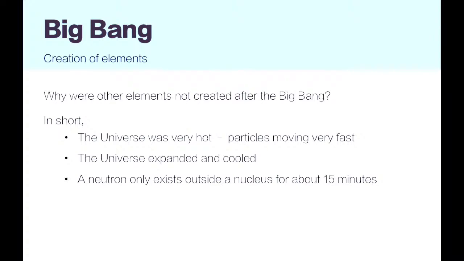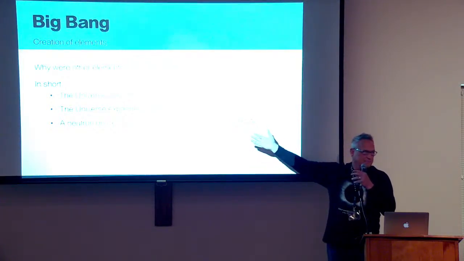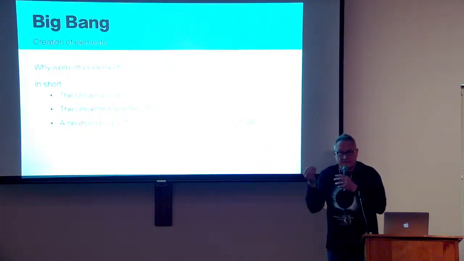you have a problem, because one of the particles you're making is called a neutron. Remember, I showed you one earlier. Well, a neutron, if it's not in the core of an atom, only lives for about 15 minutes. So when the Big Bang started, the clock starts. You've got 15 minutes to make everything. And it's just too hot to make these bigger elements. So by the time it cools enough that you can make them, you don't have any neutrons left to make them. So you really end up with just those few elements.